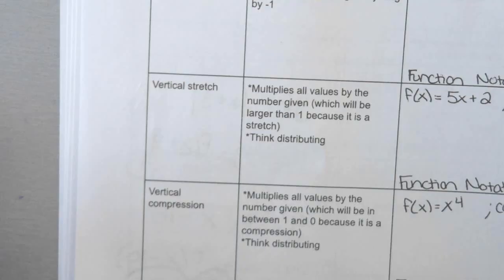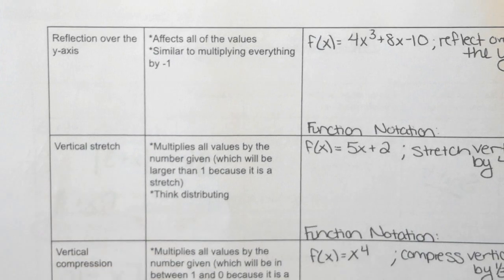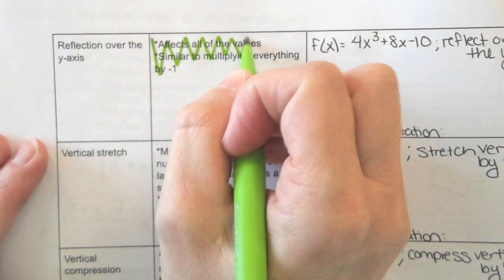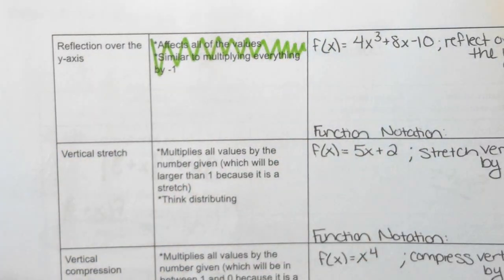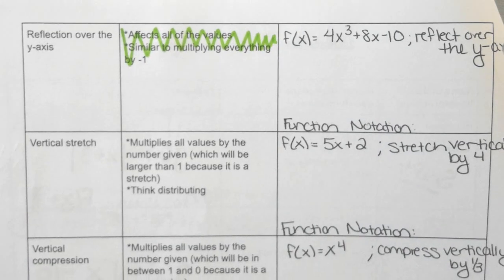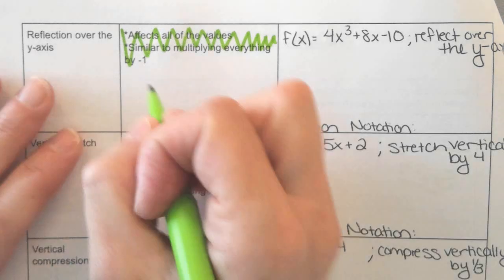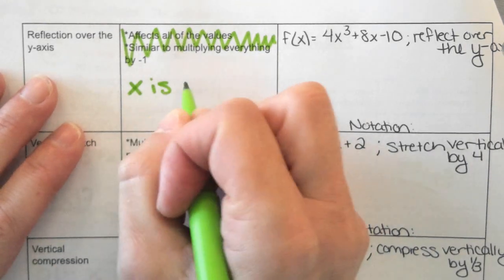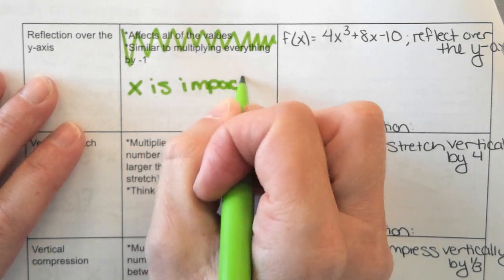Here we go. So this one's wrong too, because again I switched it. So you can cross this one out. We're going to switch this too. Alright, so what happens when you reflect over the y-axis? What do you think is going to be impacted? The x value, right? So x is impacted in this situation.